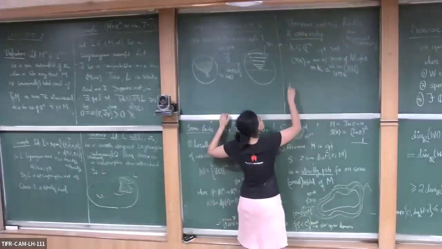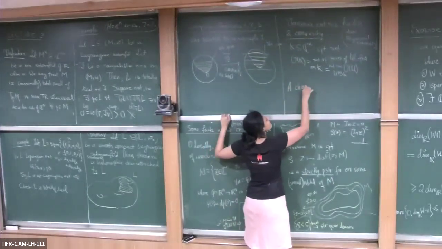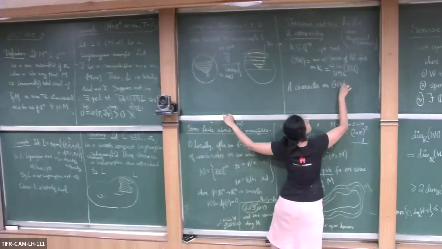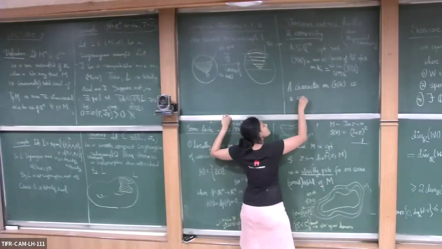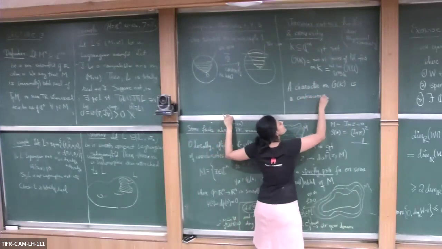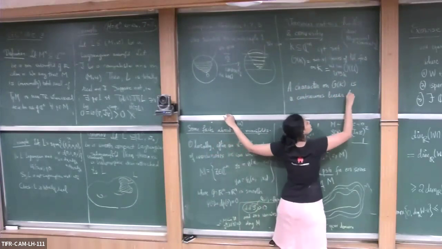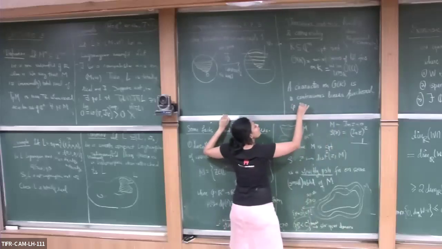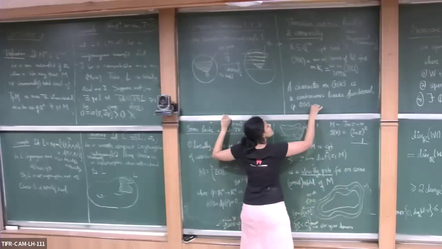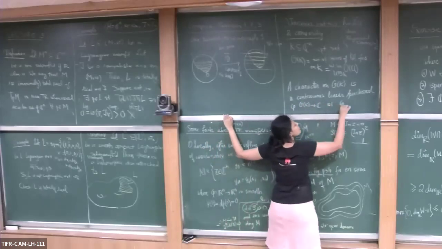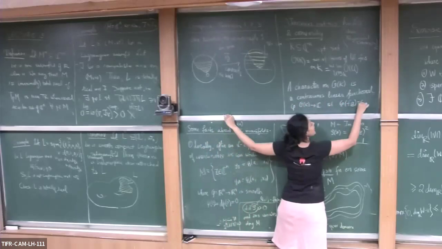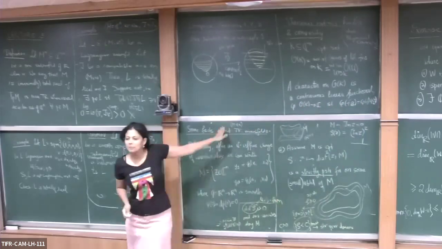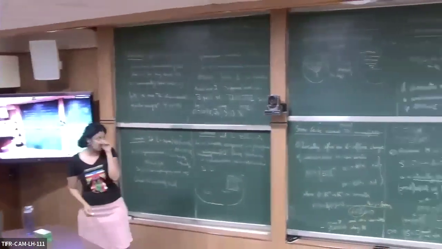So a character is a continuous linear functional p from O(K) to C such that it is also multiplicative. So if I look at p of fg, I get p of f times p of g. Okay, so these are multiplicative functionals on O(K).